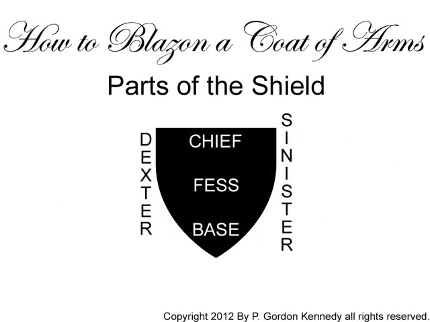The parts of the shield. On the top of the shield is chief, the middle is fess, and the bottom is base. When you look at a shield on a piece of paper or on a computer screen, the side on your left is dexter and the side on your right is sinister. Now if you were carrying the shield, it would be reversed.